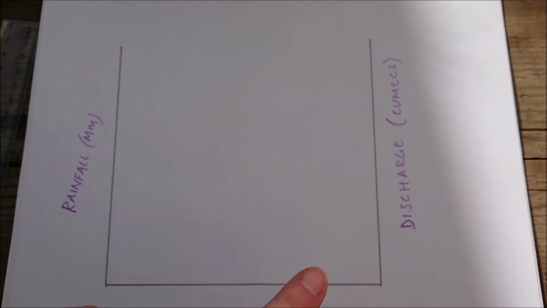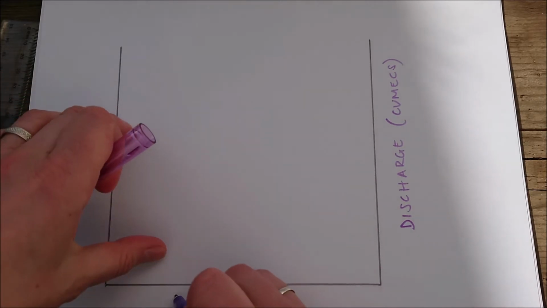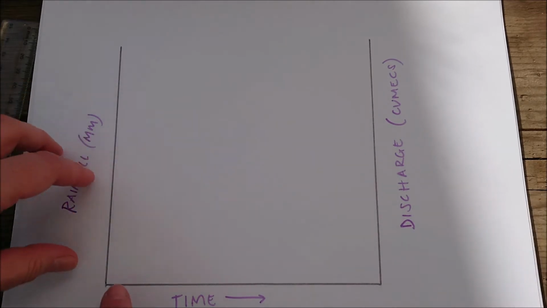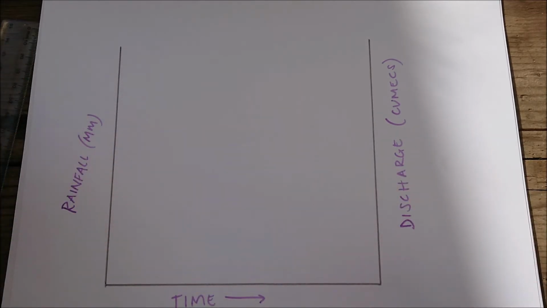Now, cumecs stands for cubic metres of water per second, and then across the bottom of the hydrograph you've got time. That time might be in hours, it might be 2, 4, 6, 8, 10 hours, and so on. Now, if it rains, the rainfall is plotted according to this axis here. So I'm going to plot some rainfall onto this graph.